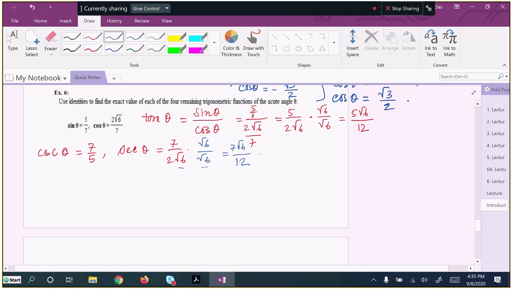And finally, we will do it for the cotangent, which is the reciprocal of tangent. Tangent was 5 square root of 6 over 12. So I will get 12 over 5 square root of 6. Again, if I wish, I can rationalize by multiplying by square root of 6, and I will get 12 square root of 6 over, again, square root of 6 times square root of 6 is 6, 5 times 6 is 30. I can simplify that by dividing both 12 and 30 by 6 and get 2 square root of 6 over 5. That's my cotangent theta.